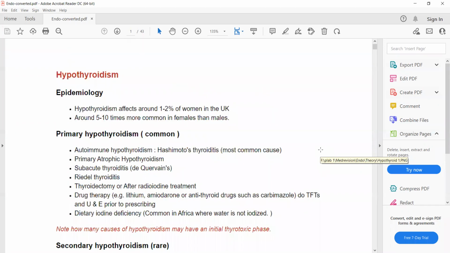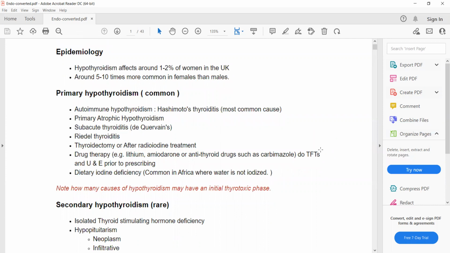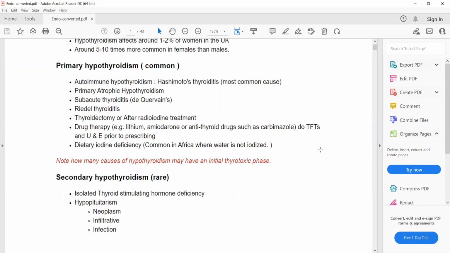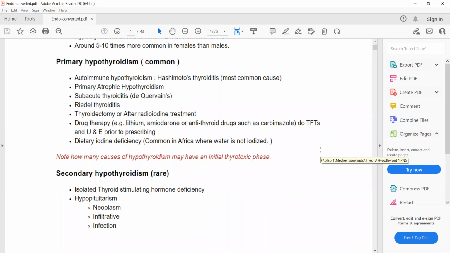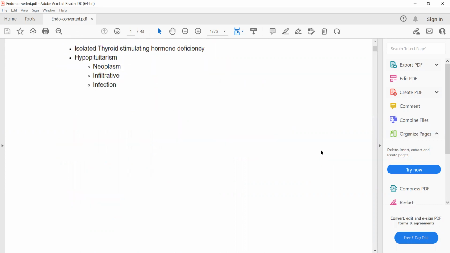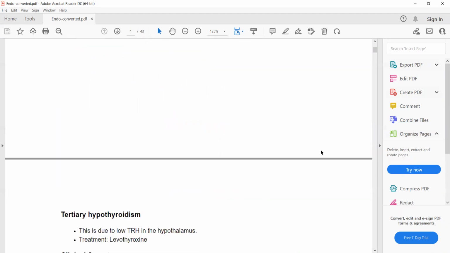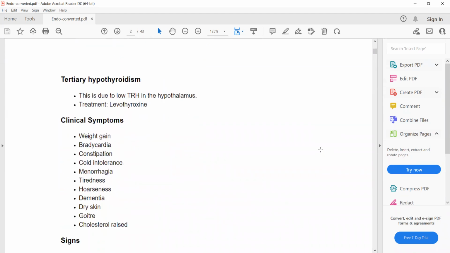So a short summary of hypothyroidism: the most common cause that you need to remember is Hashimoto thyroiditis in developed countries or in the UK, and iodine deficiency in Africa. The other causes that you need to remember are radioiodine treatment and thyroidectomy, which can also lead to hypothyroidism. Secondary hypothyroidism is due to problems in the pituitary gland, and tertiary due to problems in the hypothalamus.